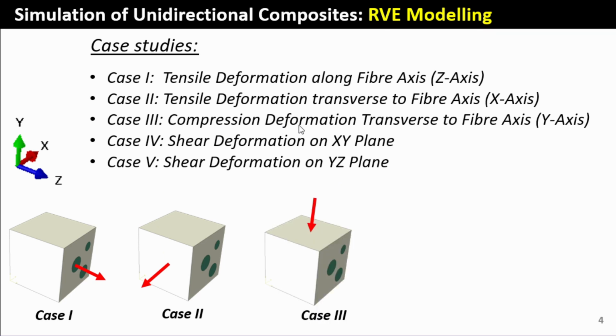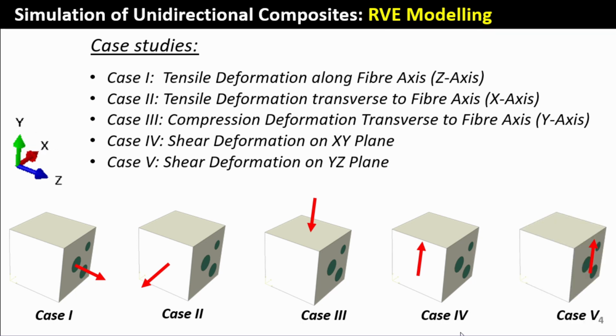And then I'll try and do a compression testing on this material in the transverse direction, where the behavior of the matrix will dominate the response. And then we'll try and do a shear deformation on the XY plane, so the XY plane being that plane. And then of course we'll try and do a third case, which is the YZ plane, which is the plane where the fiber is dominating the response. So this is what we are going to be doing in this.